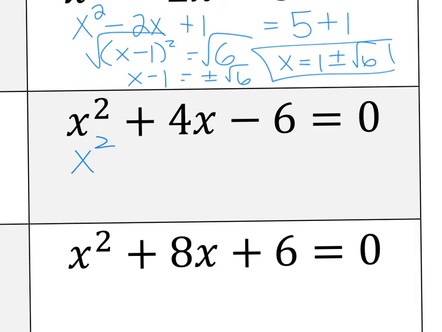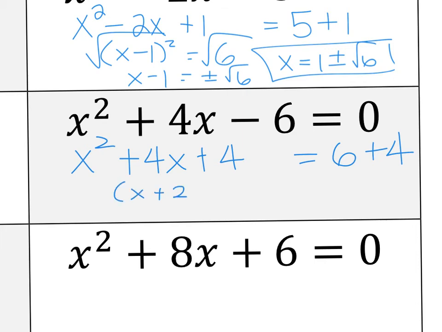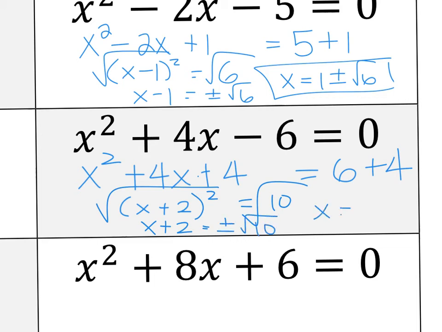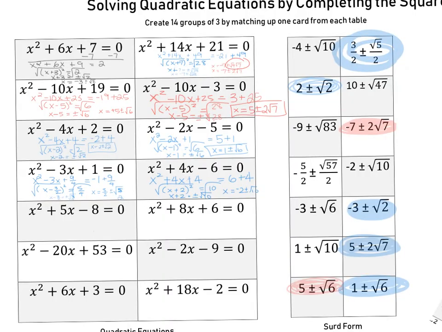So x squared plus 4x. Half of 4 is 2. 2 squared is 4. Move the 6 over and add 4 to both sides. So this is (x plus 2) squared equals 10. And then we take square root. So x plus 2 equals plus or minus radical 10, which is going to move the 2 over and make it negative. And I can't break down 10, so 10 should be there. Negative 2 plus or minus the square root of 10 is right here.